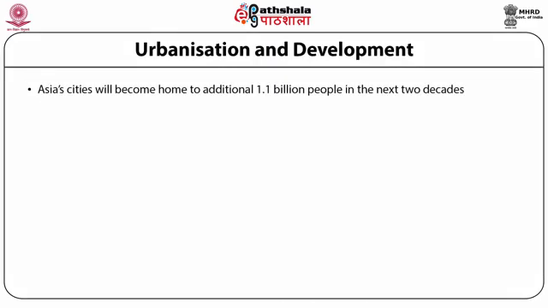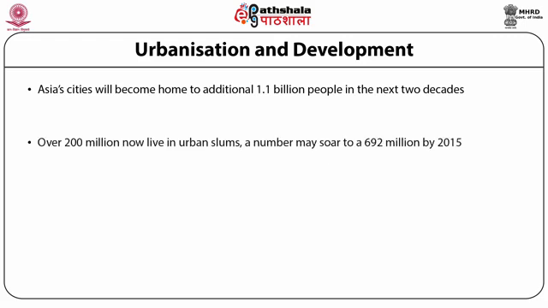But as they swell in size and number, they are under increasing strain. Asia's cities will become home to another 1.1 billion people in the next 2 decades as the poor continue to be drawn to better opportunities. Over 200 million now live in urban slums, a number predicted to soar to a staggering 692 million by 2015.